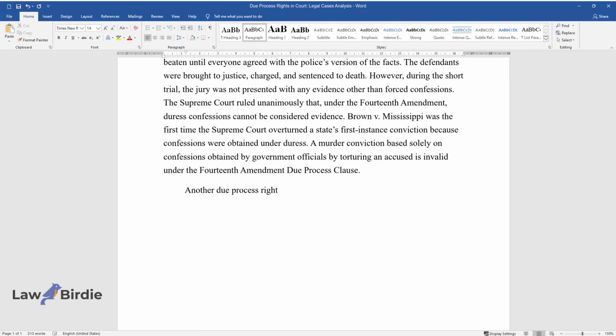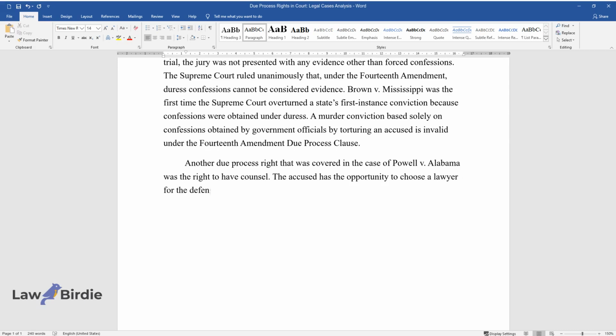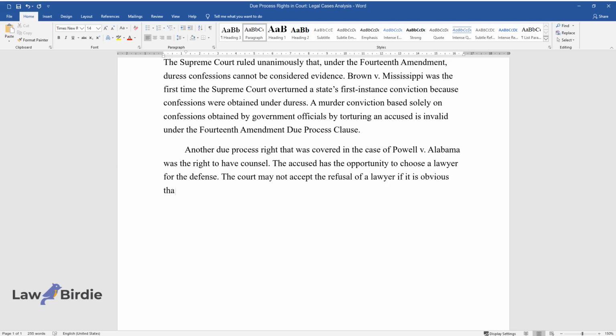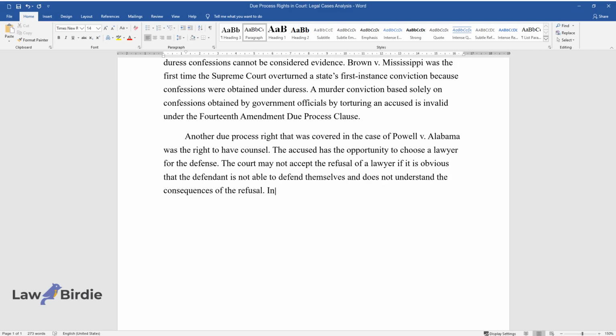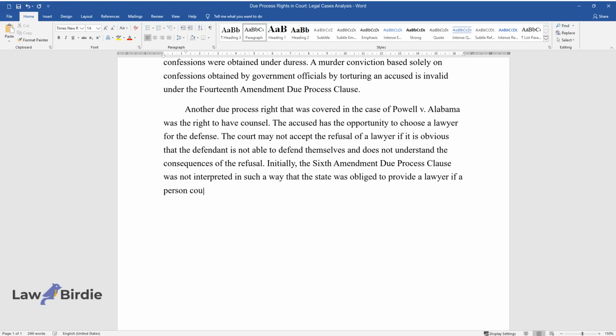Another due process right that was covered in the case of Powell v. Alabama was the right to have counsel. The accused has the opportunity to choose a lawyer for the defense. The court may not accept the refusal of a lawyer if it is obvious that the defendant is not able to defend themselves and does not understand the consequences of the refusal. Initially, the Sixth Amendment Due Process Clause was not interpreted in such a way that the state was obliged to provide a lawyer if a person could not pay for the services.